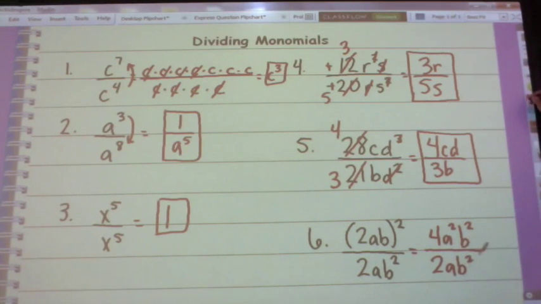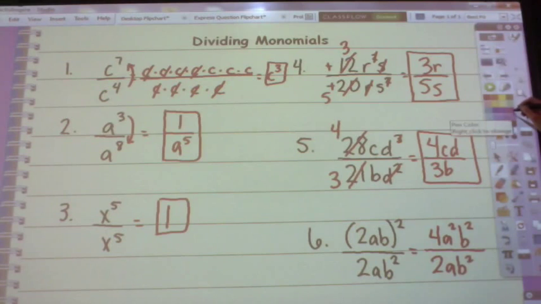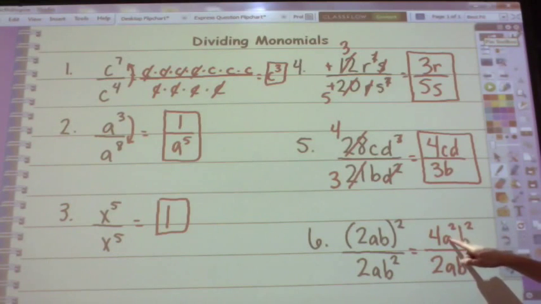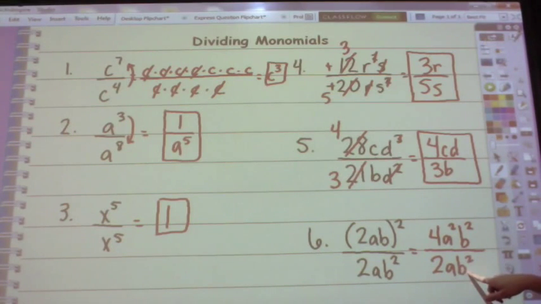So remember what I said about the different colors. It might help if you use a different color. So I'm going to go ahead and use a different color. So I have 2 A's on the top and 2 B's on the top, 1 A on the bottom, and 2 B's on the bottom.